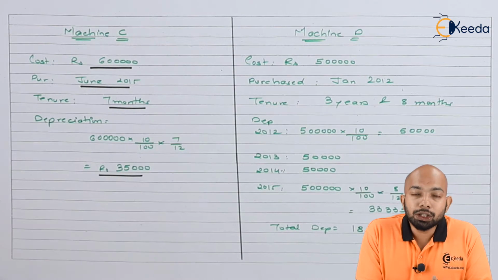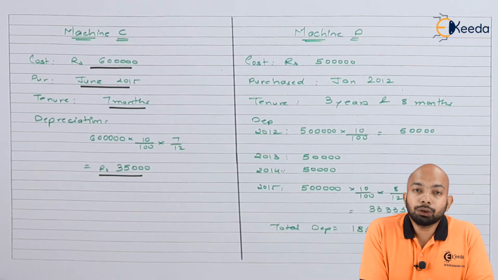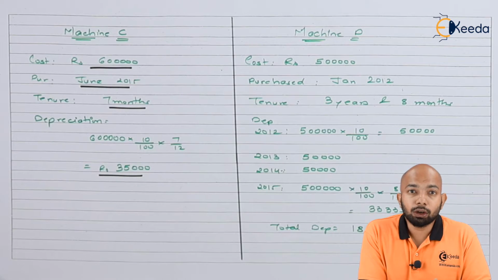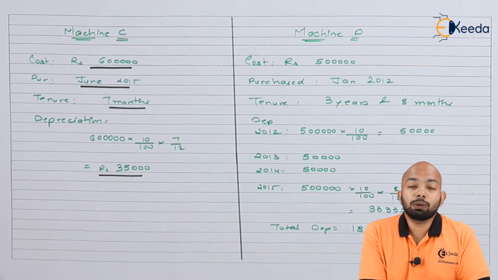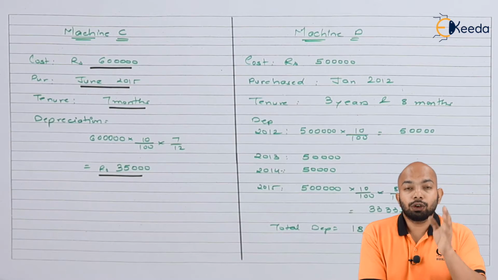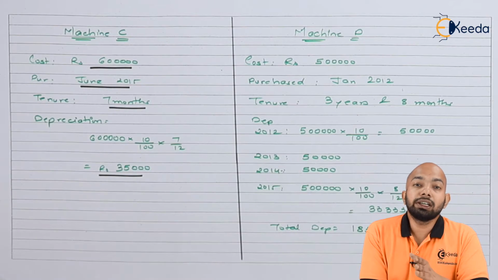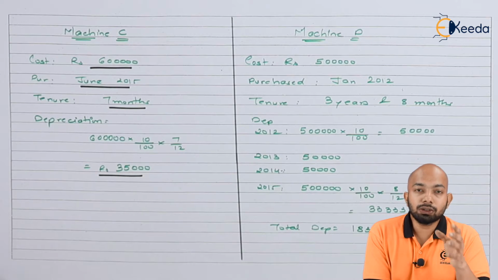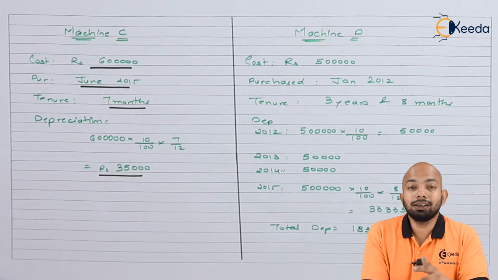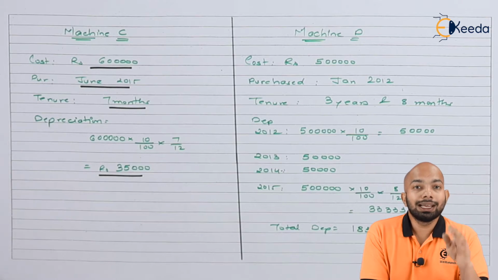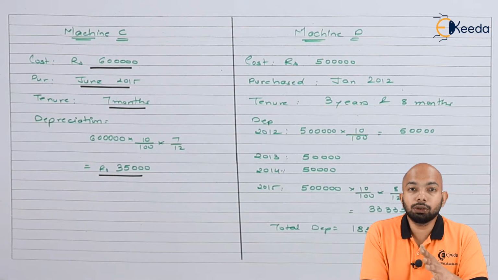So we're done with the calculation of machine D as we have figured out that the total cost of this machine was 5 lakh rupees, which was purchased in the year 2012. We have assumed that it was purchased in the month of Jan. So from Jan 2012 until December 2012, it will be 12 months. So 10% depreciation on 5 lakhs is 50,000. So this is the depreciation for 2012. Similarly, for year 2013 and 2014, it will be 50,000 each.